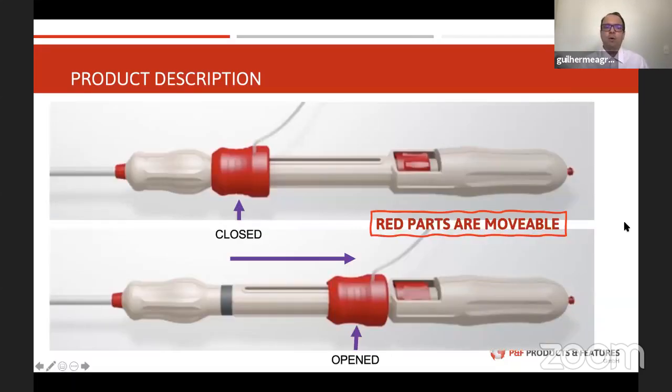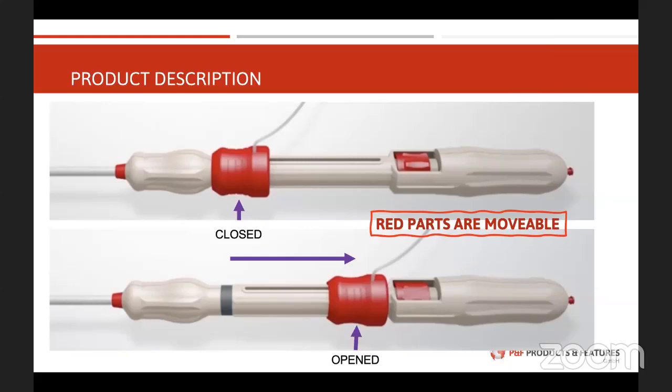Here is how we operate this device. We will just move the red parts of the delivery device, but with a knob for a very controlled and slow deployment. This is another characteristic of this device.